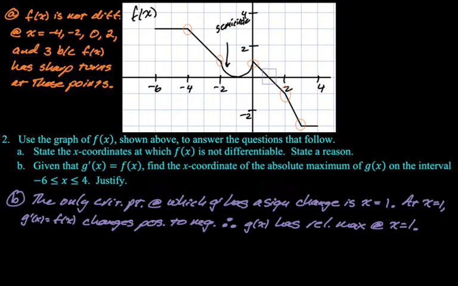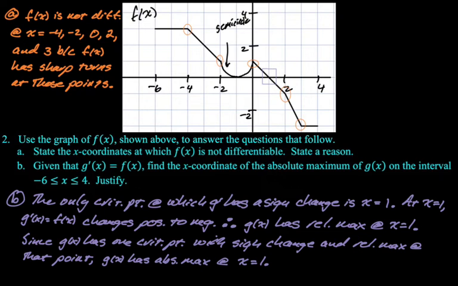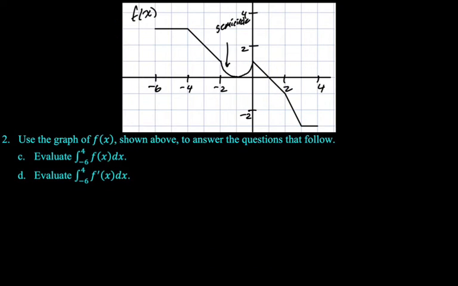Look at the derivative there. The derivative is always greater than or equal to 0 when you're to the left of 1. Then the derivative is always less than 0 to the right of 1. So the function goes from increasing to decreasing only at 1. It has to be the absolute max, so I'm going to write that down. Since g of x has one critical point with a sign change and a relative maximum at that point, g of x has absolute maximum at x equals 1. That's our answer.